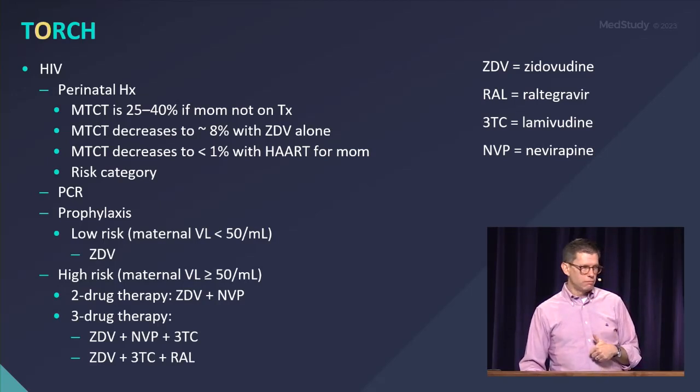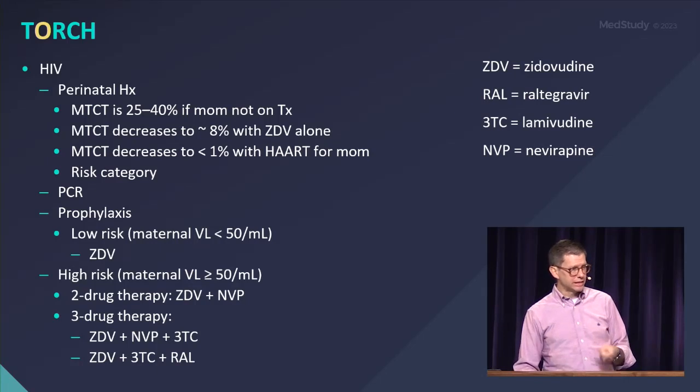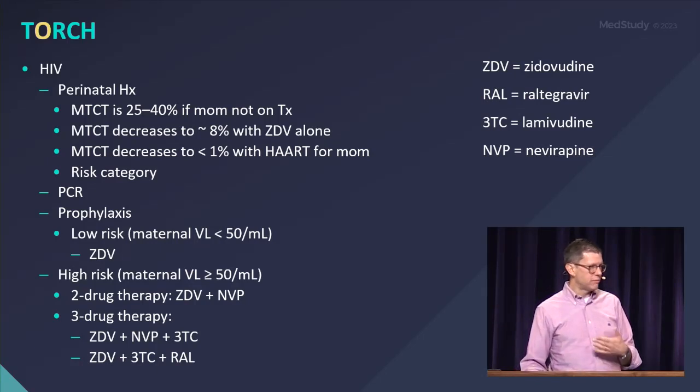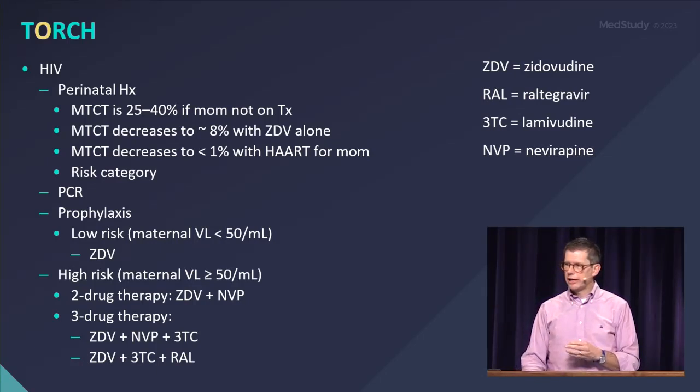When you put a mom on zidovudine alone, there's a great diminishing transfer. And then if mom is on highly active antiretroviral therapy, there's a really, really low percent of kids who get infected. And we now have a risk category based off of new guidelines of whether or not you're low risk or high risk based off of mom's viral load. Basically, if mom is undetectable, that's low risk. If mom is detectable from a viral load standpoint, that puts them at high risk.